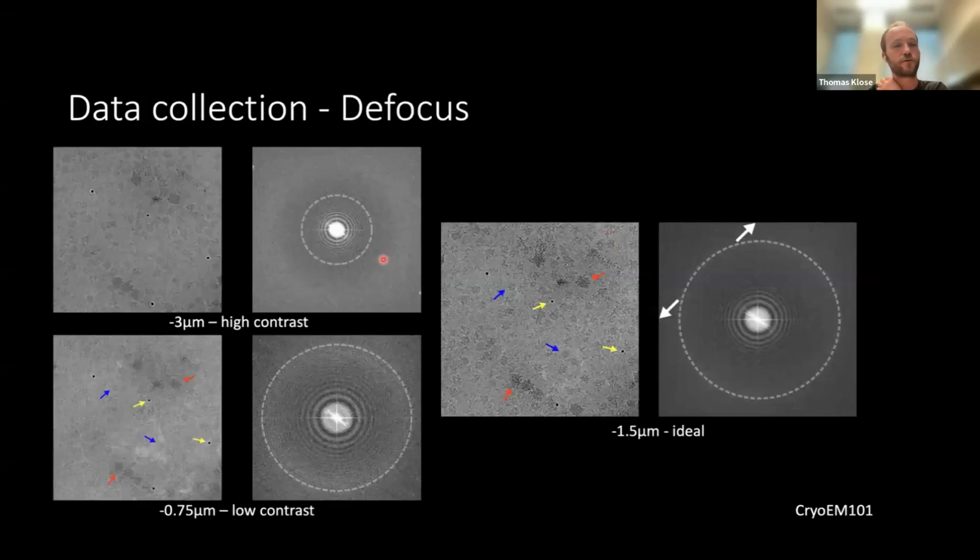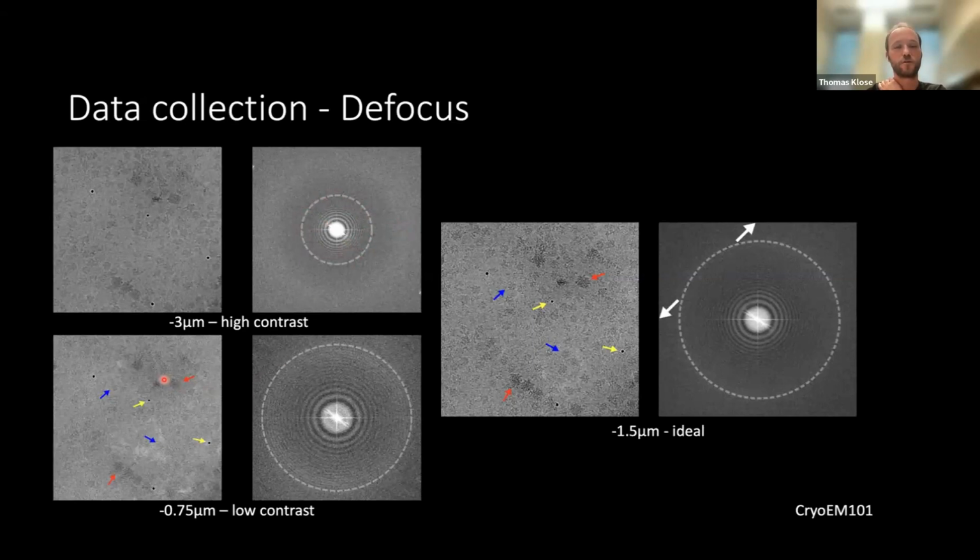And this is what I was talking about in terms of defocus. So up here, you have a high defocus. This is a 3 micron defocus image. You can hopefully see the particles fairly clearly. But if you look at a Fourier transform of this image, where the lowest resolution is in the center and then high resolution information spreads out to the edge, you only see information to, let's say, roughly here. So it is very limited in terms of what information you can recover.